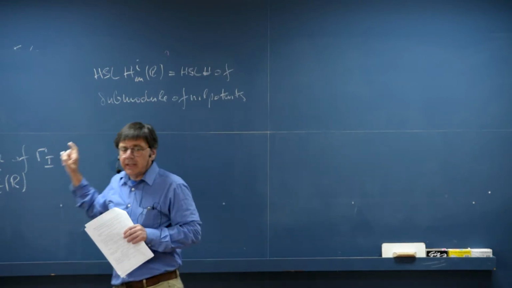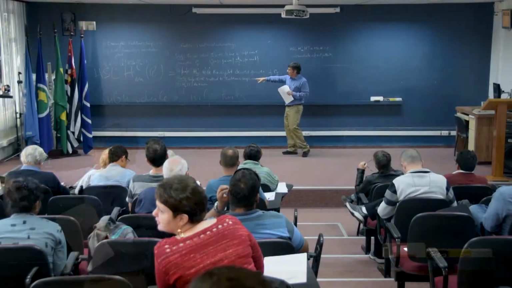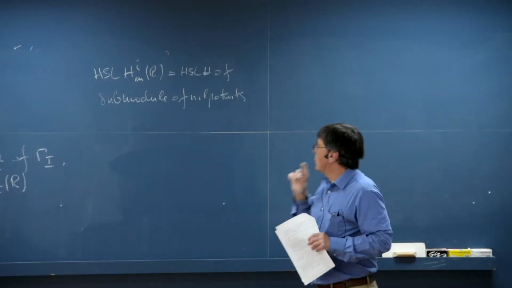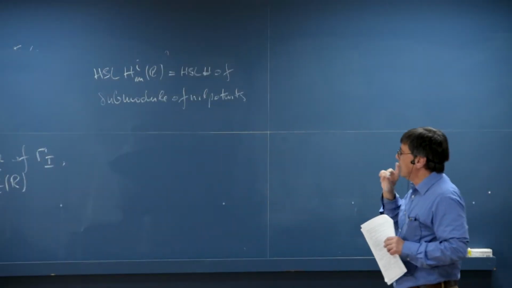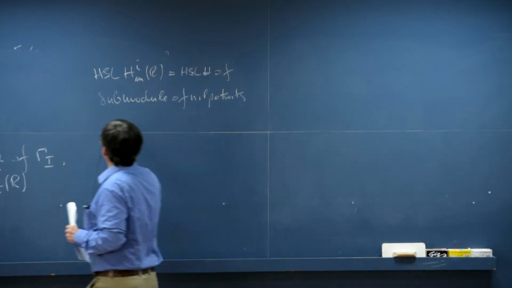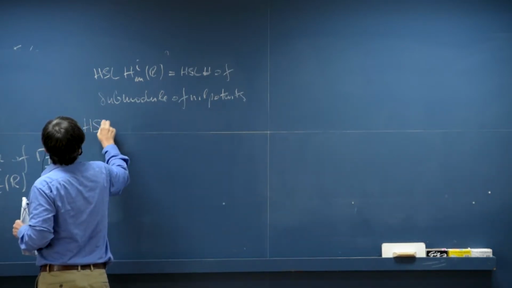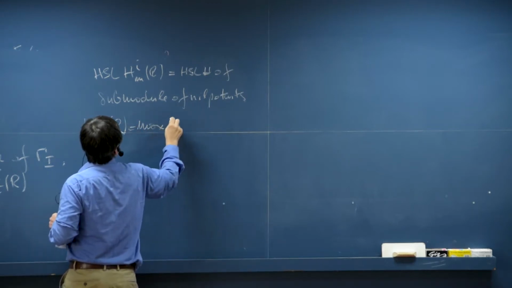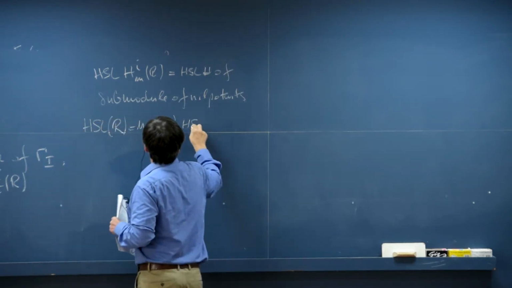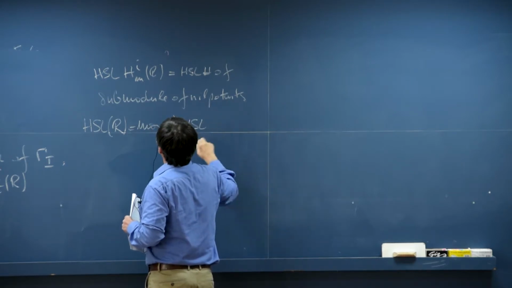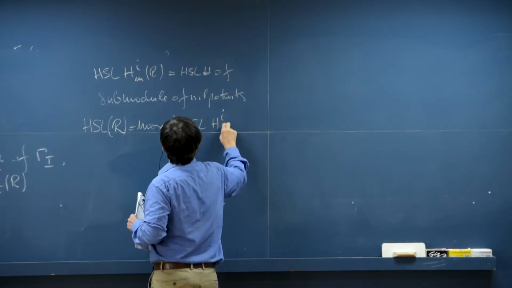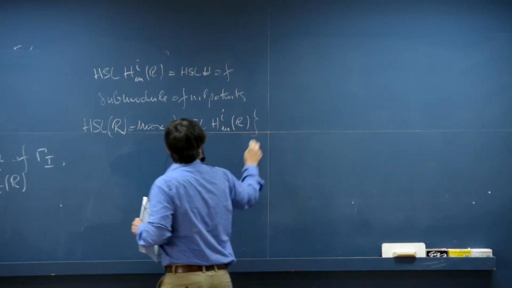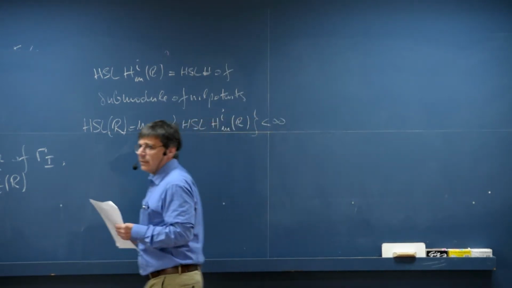This exists and is finite because of the fact that these local cohomology modules are Artinian and the HSL theorem. So this is well defined. And now I want to define also the HSL of R. And this is going to be the maximum of all the HSL numbers of the ith local cohomology modules of R. And again, this is some finite number.